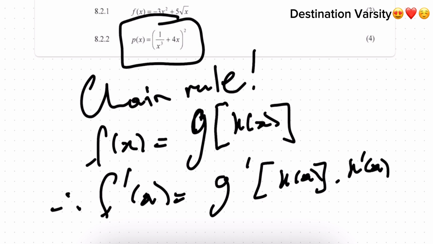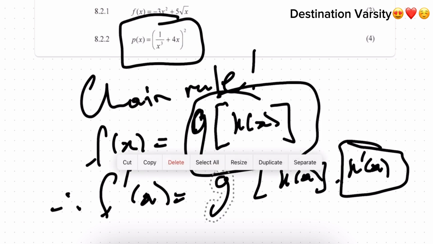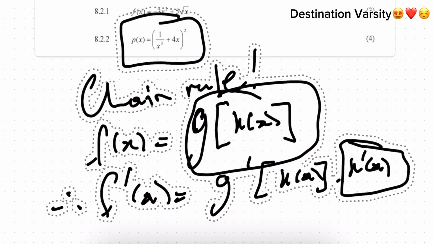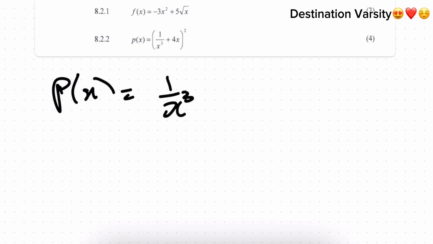This is so nice. It says you derive what's on the outside first, and then you multiply by the derivative of what's inside. So how do we put that into practice? You guys will be able to follow my logic. You have p of x being equal to 1 over x cubed plus 4x, all to the power of 2.